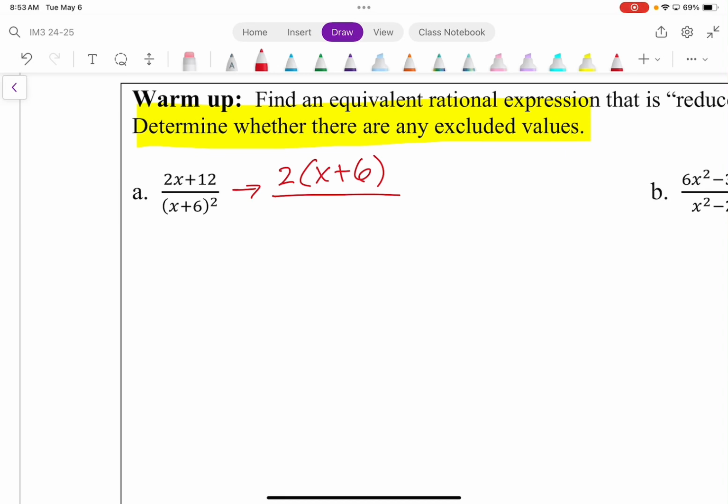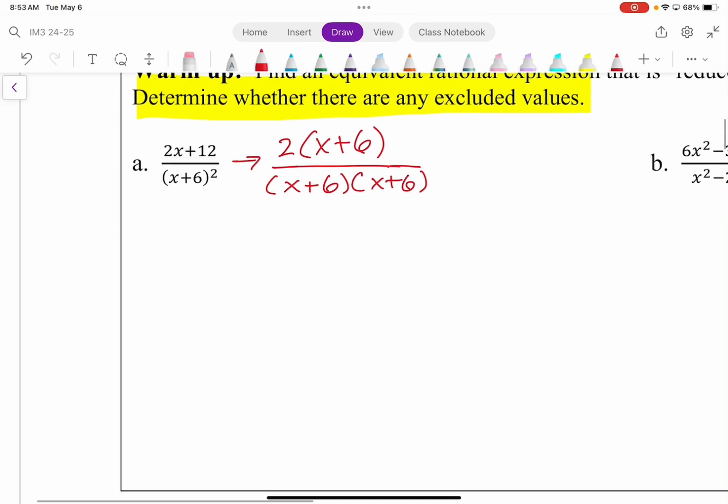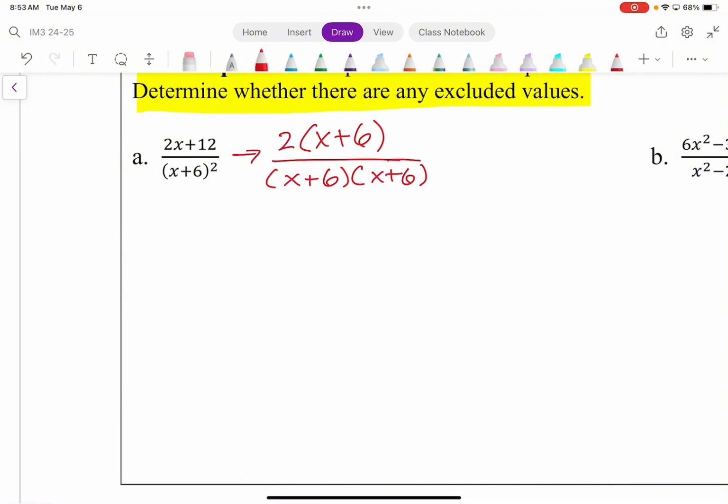Underneath, we have x plus 6 squared. Now, if it's squared, then it's telling me that we have how many groups of x plus 6? 2 groups of x plus 6. So we can go ahead and expand this: x plus 6 times x plus 6. Now, typically, this is where we would find the excluded values.